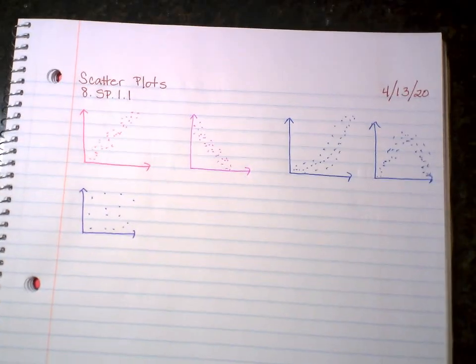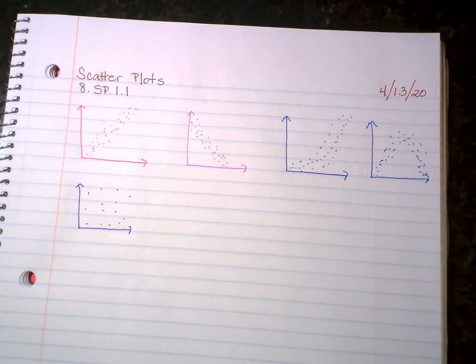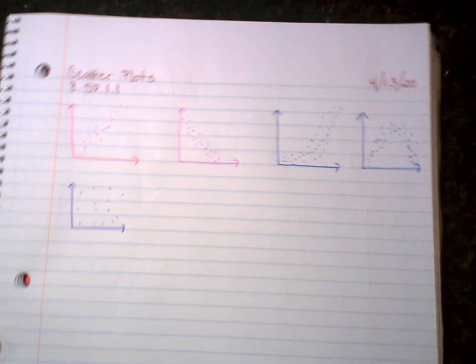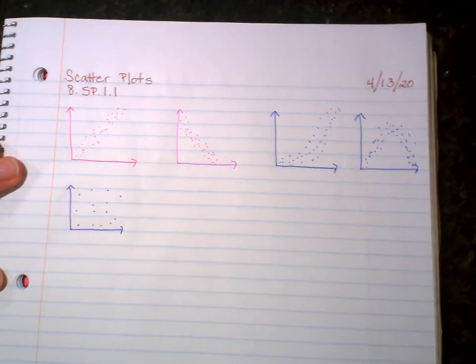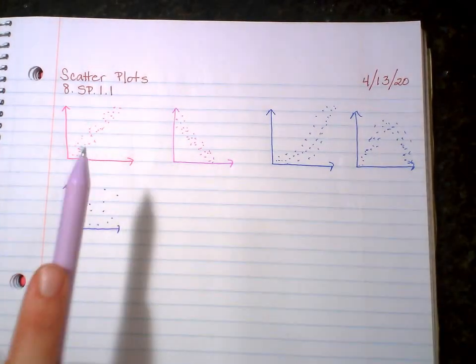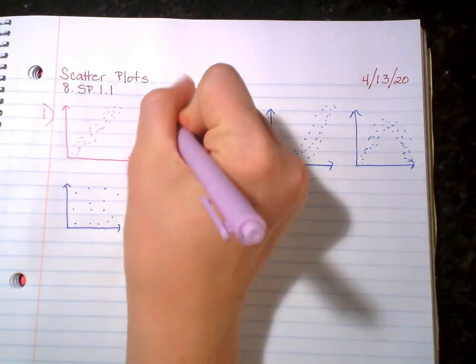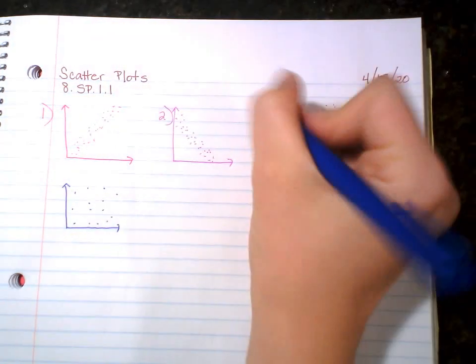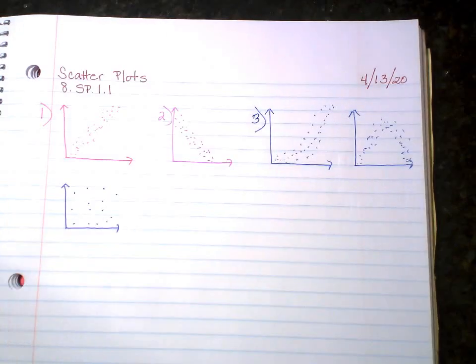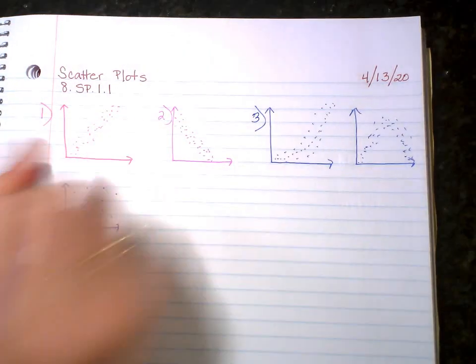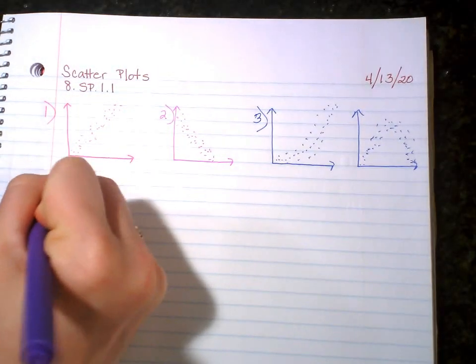So scatter plots. Scatter plots show 4 different types of relationships. We use scatter plots to show 4 different types. 1, 2, these both are the same type. 3, and 4. 4 types of relationships.